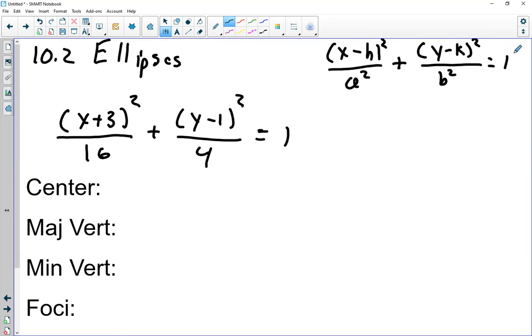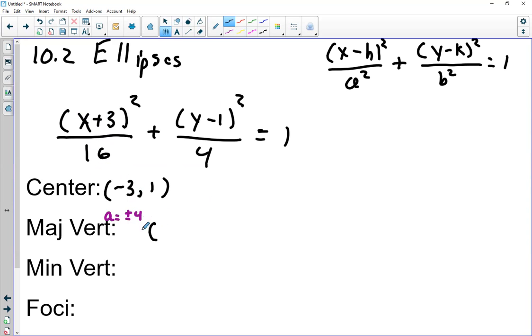Okay, center. The center is based off your x and y, so it's (−3, 1). For the major vertices, first you need to figure out the A value, in this case plus or minus 4. Since it's plus or minus 4, I add 4 and subtract 4 from the x because it goes with the x. So −3 plus 4 is (1, 1), and −3 minus 4 is (−7, 1).